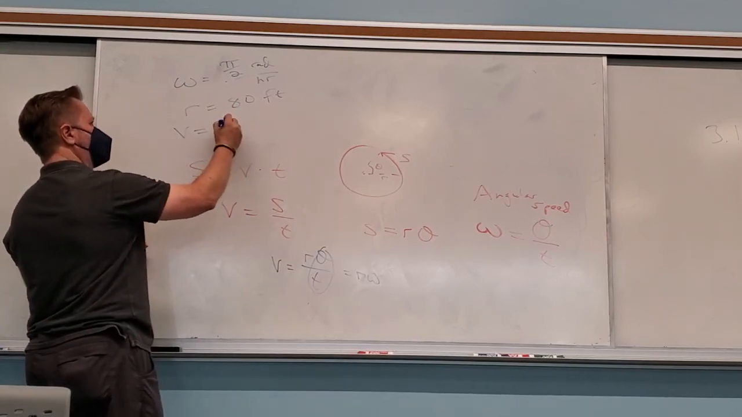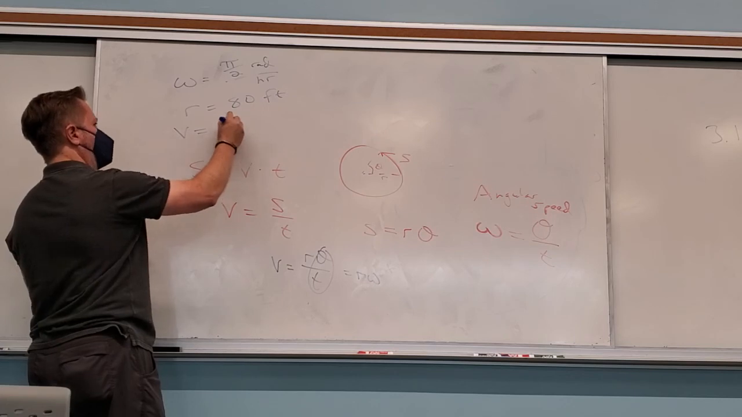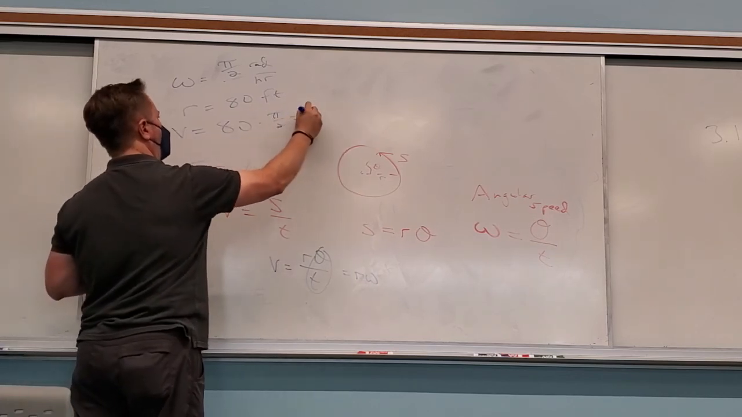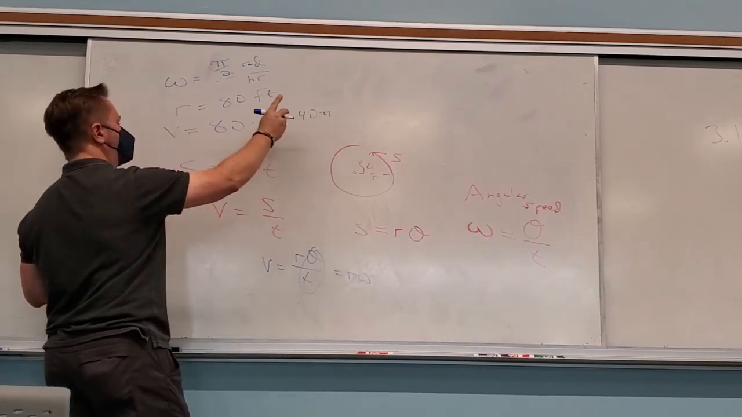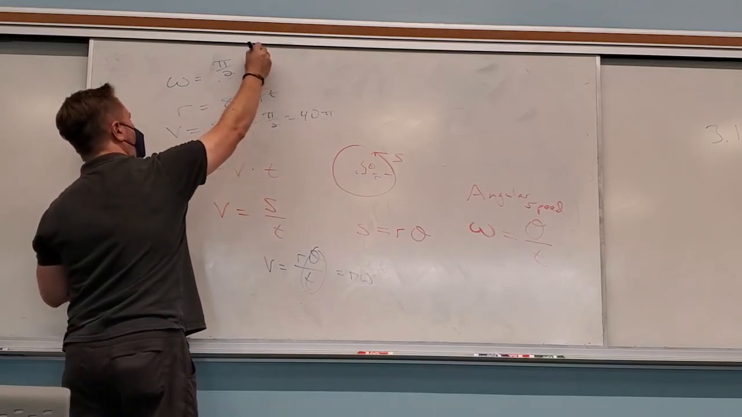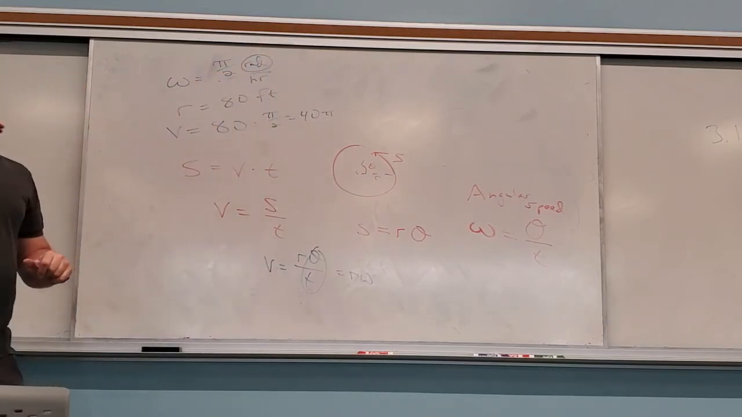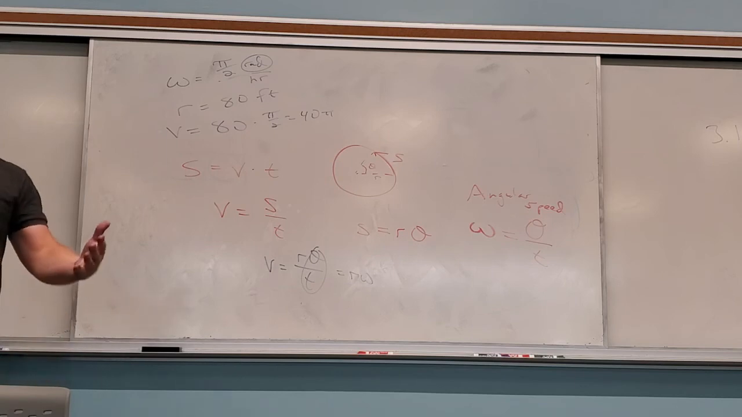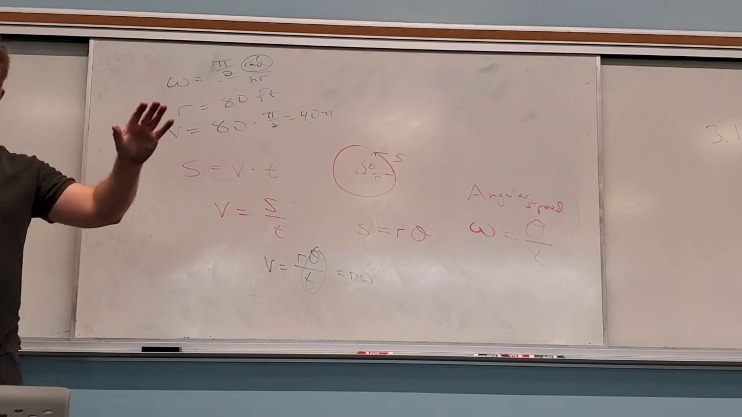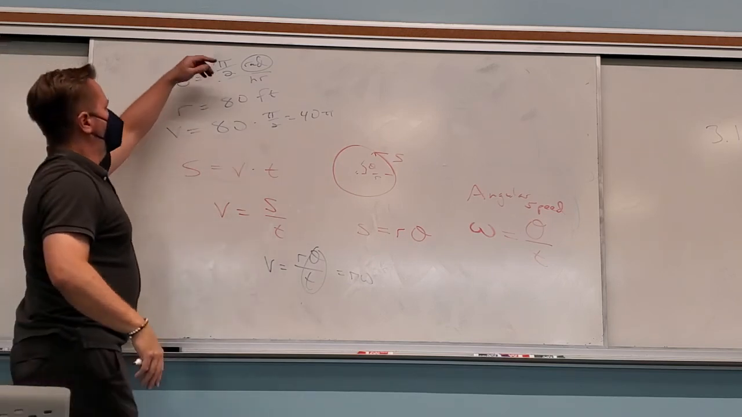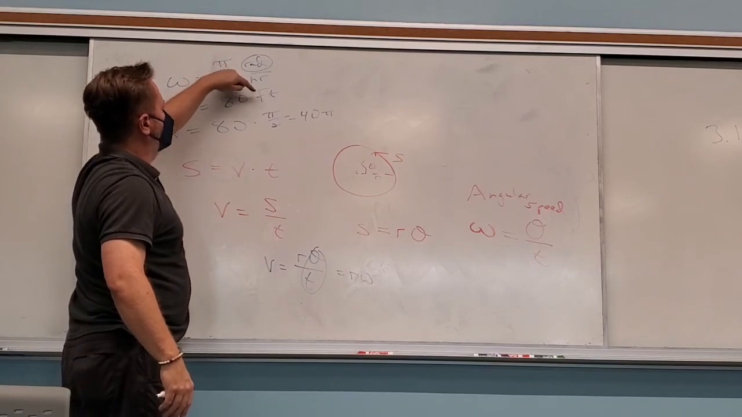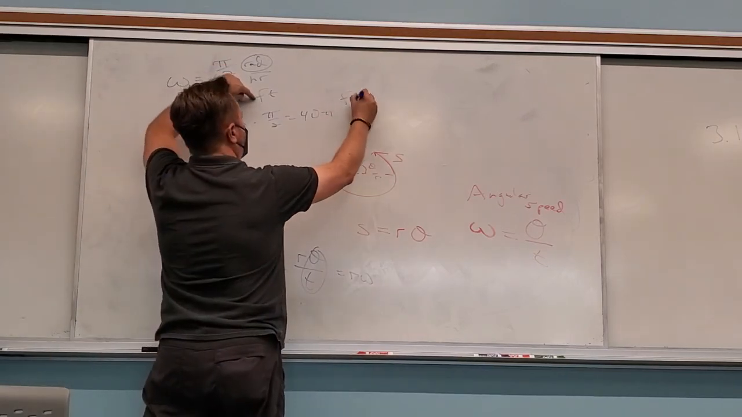So what would you do? Yeah, 80 times pi over 2. So you get 40 pi. What are the units going to be? Here's where you've got to be careful. What's weird about radians is it means the number of radii. So it actually just sort of gets out of the way. So this will be per hour times feet. So it's feet per hour.